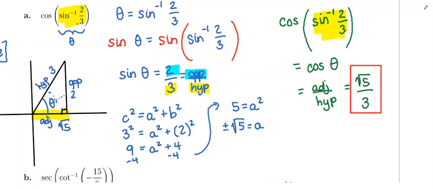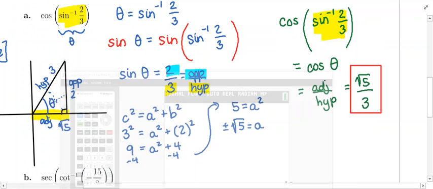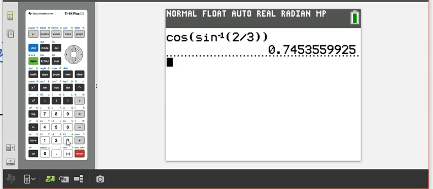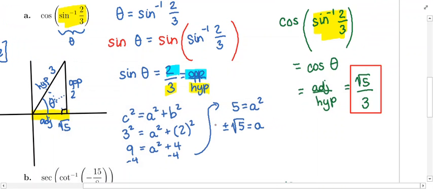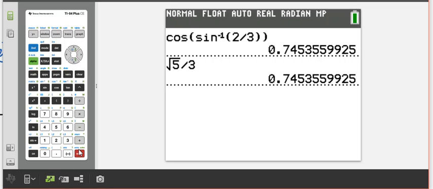When you plug this original statement into the calculator, your calculator needs to be in radians. There is no mention of degrees, so you need to go with a radian measure. I'm already in radians here. So let's type this in. We're going to do the cosine of the sine inverse of 2/3. Here's the decimal expansion, and then we need to pop in square root of 5 over 3 to see how that compares. So square root of 5 over 3, same decimal expansion, so we are correct.